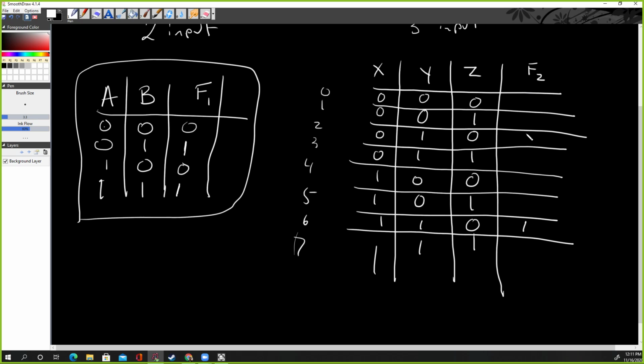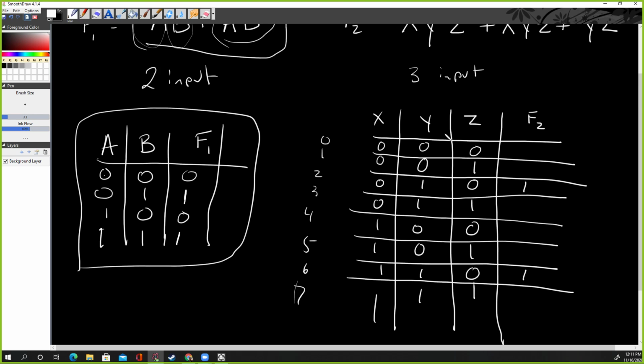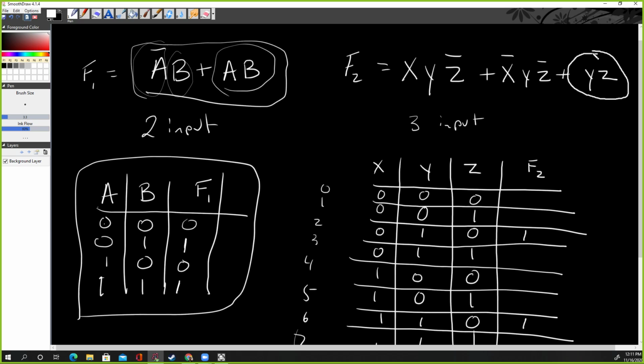That's this one right here. So this one's off, but this one's on. Now the last one. Here's a little tricky. There's only two terms. I need to find when Y and Z are both on.